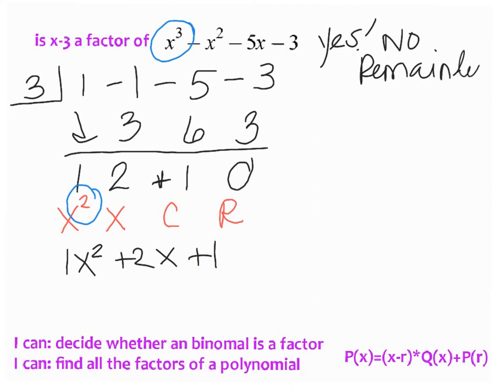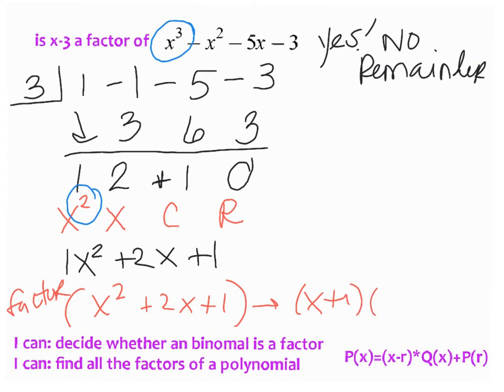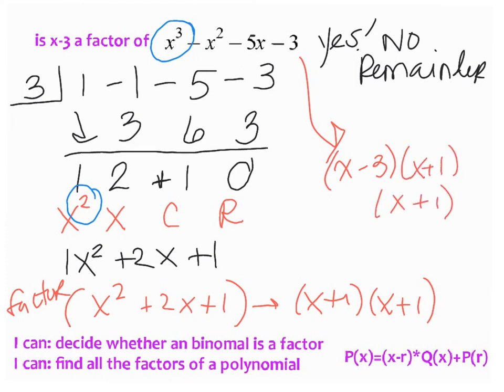If I asked you to find all of the factors of this x cubed, I would say take this here. Can you factor this? You can. You can factor it into x plus 1 times x plus 1. So what are all the factors of x cubed minus x squared minus 5x minus 3? The 3 factors are x minus 3, x plus 1, and x plus 1. So then the zeros, one step further, are 3 and -1 twice.